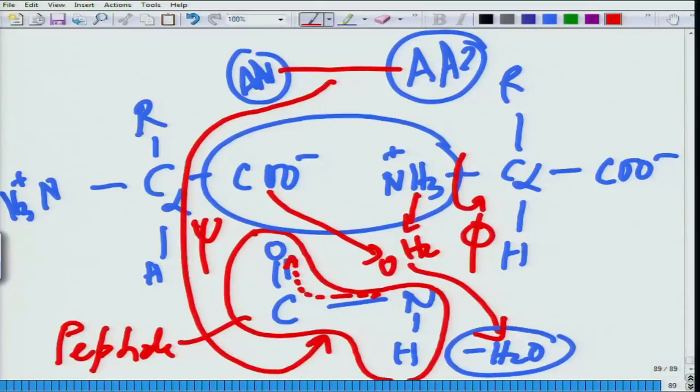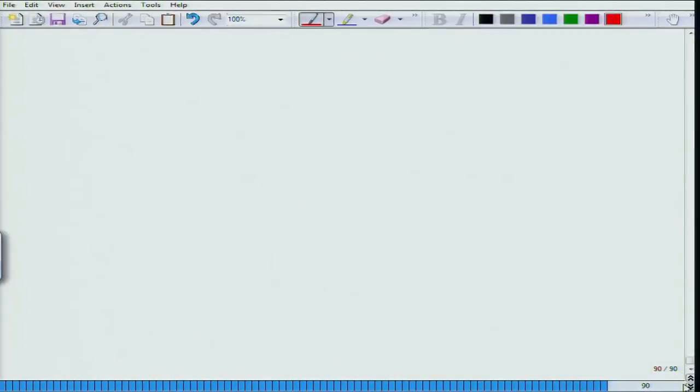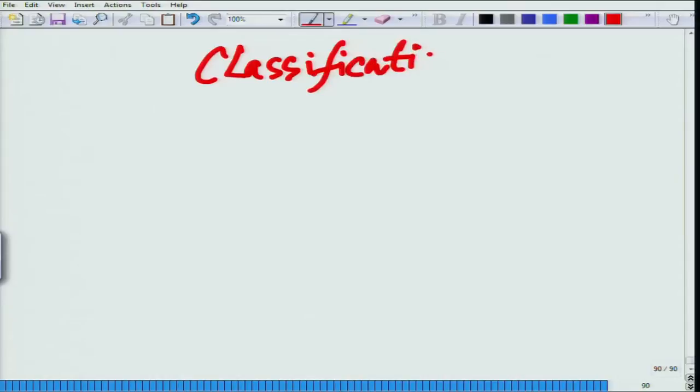So, this is how they form a long chain. Talking about the classification of amino acids: amino acids can be classified in several ways, but I will only show one classification. The classification is based on the R group. I showed you that the R group varies.